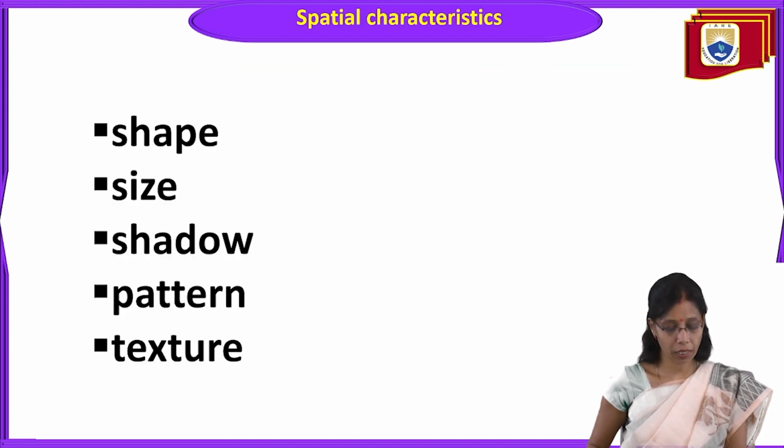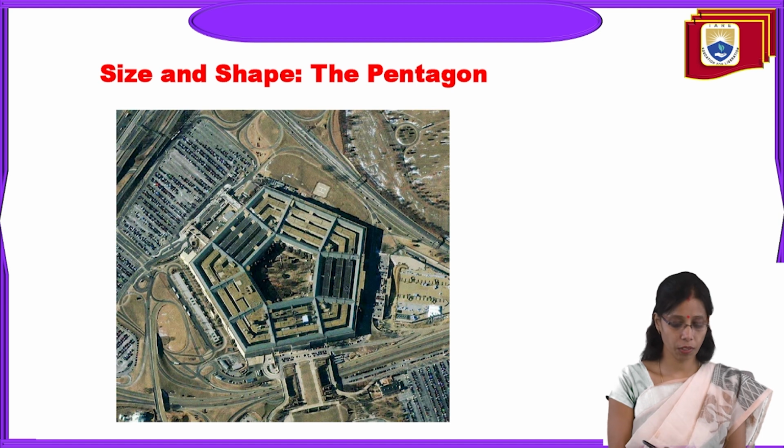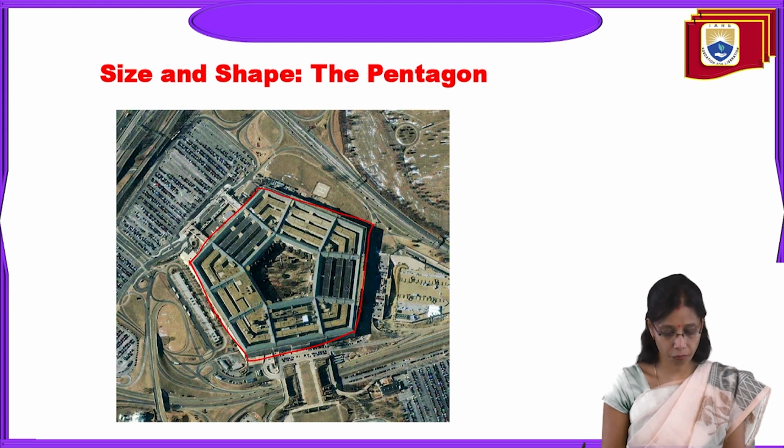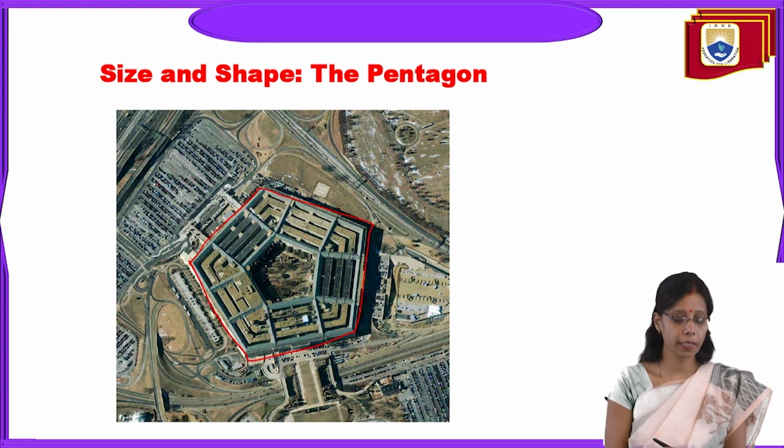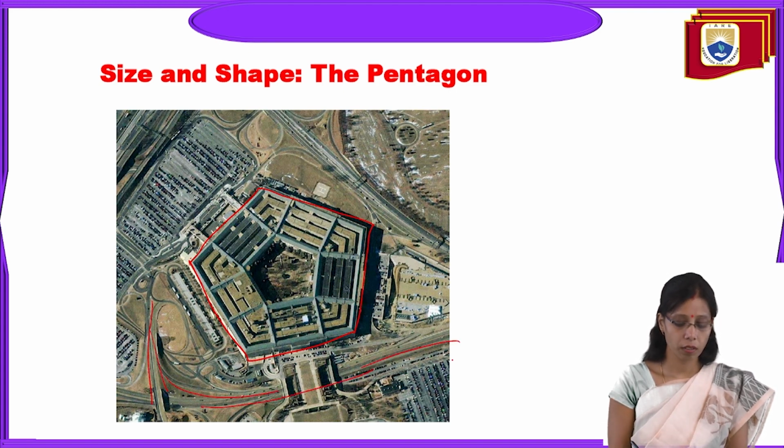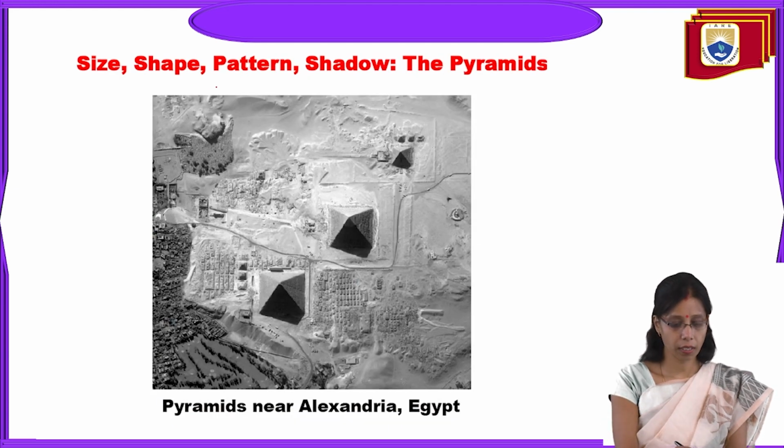Now spatial characteristics are shape, size, shadow, pattern, and texture. Size and shape we see. Size is based on the type of the object. Now shape, if we see, it's a pentagon shape. Pentagon shape means it can be a sector, or some kind of stadium, or some kind of official office. So this kind of shapes will be there. You have so many roads over here, right? So based on shape, size, pattern, shadow, these are pyramids. We can see the shape of the pyramids and the pattern in which it is located.